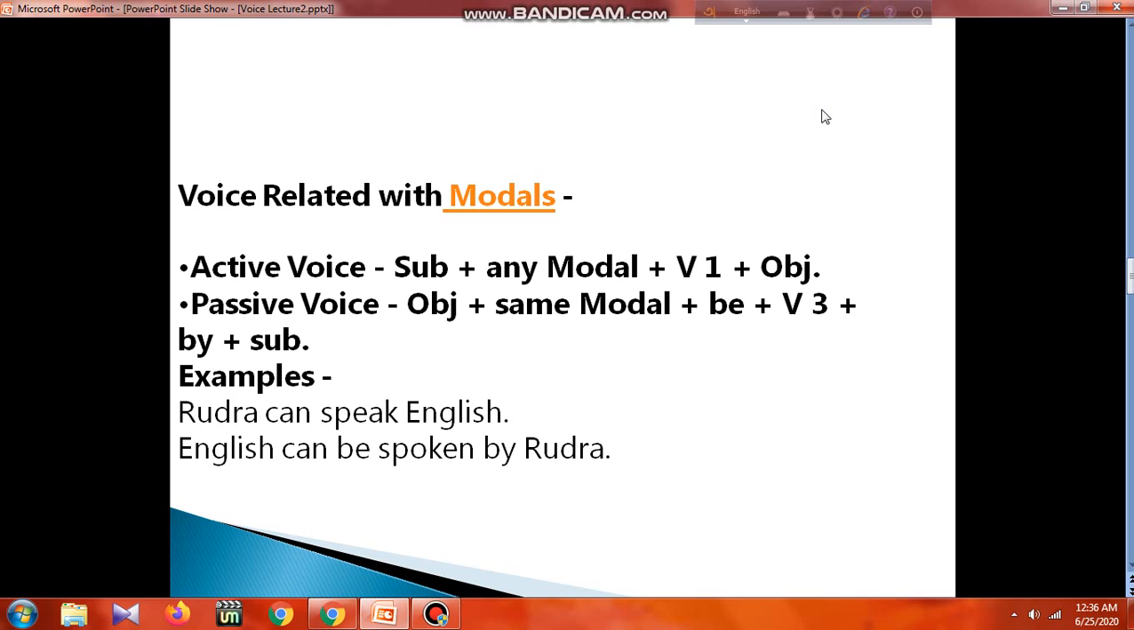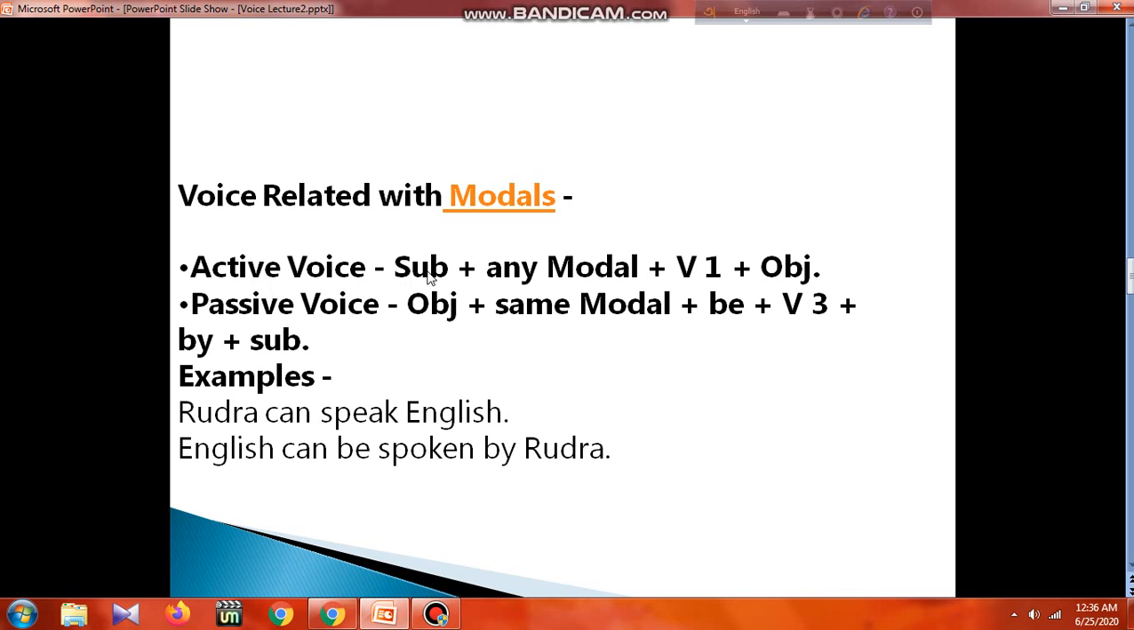First come modals. So what will happen if you find modals in active voice? How to change them? In case of modals, it's very simple. "Be" is to be added there. You understand? Suppose can be, will be, shall be, may be, must be, this much.